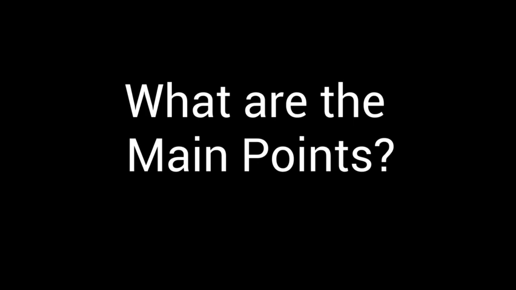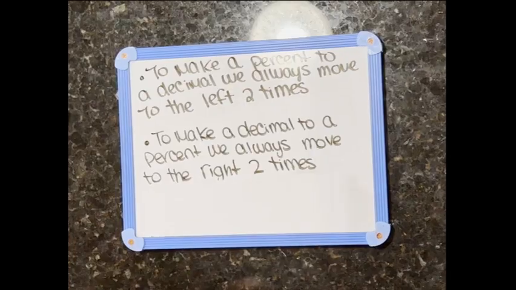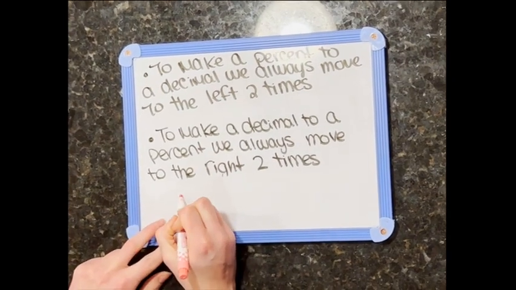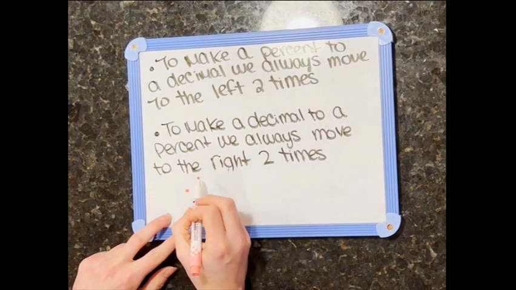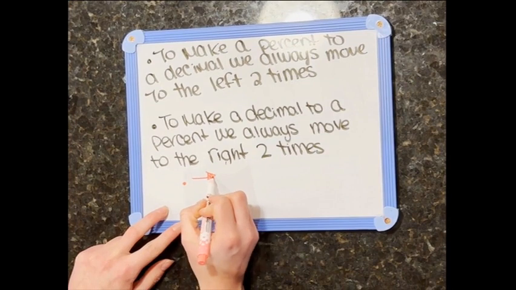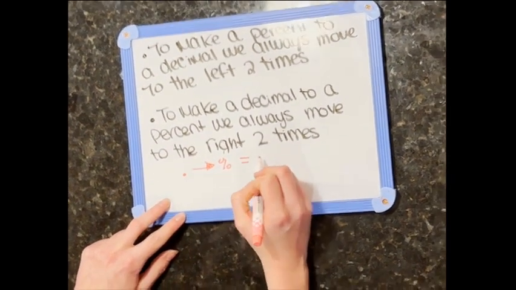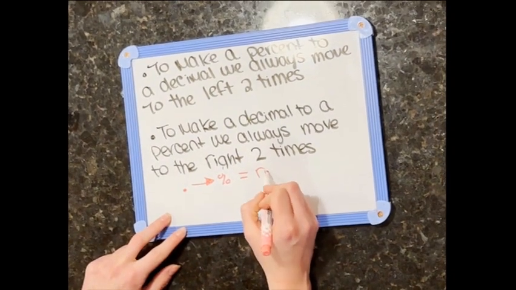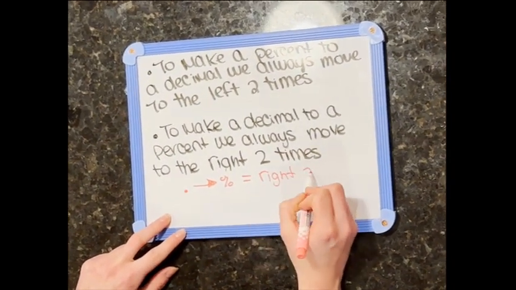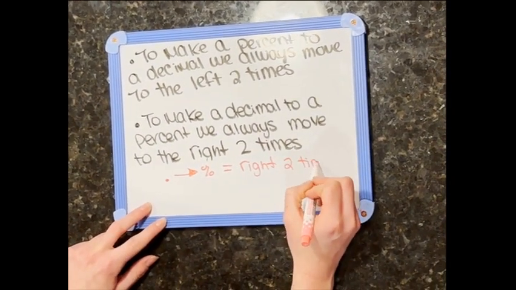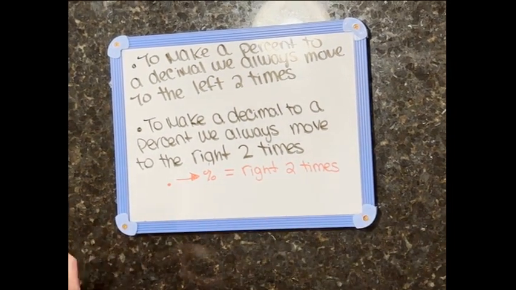So what are the main points? To move a percent to a decimal, we always move it 2 times to the left. To move a decimal to a percent, we always move it 2 times to the right. It's always 2 spaces, whether it is to the left or the right. That depends on which way we're moving our decimal, if we're making it a percent or a decimal.